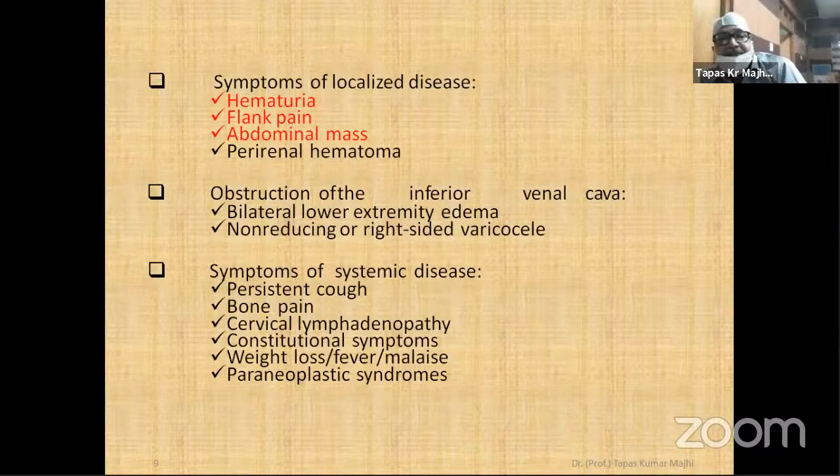Systemic symptoms: if the patient develops pulmonary metastasis, persistent cough, sometimes with hemoptysis. Bone pain: the characteristic malignant bone pain is severe pain, not responsive to the usual analgesic drugs. Cervical lymphadenopathy: the lymphadenopathy is usually hard and fixed, unlike inflammatory lymphadenopathy that commonly occurs in tuberculosis. Constitutional symptoms: weight loss, fever, malignancy, paraneoplastic syndrome.